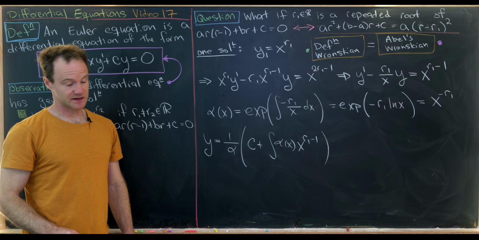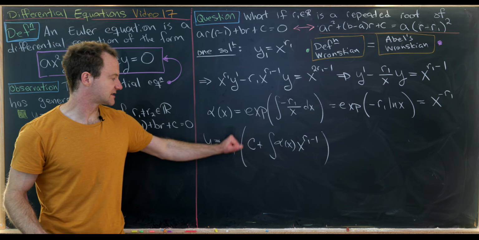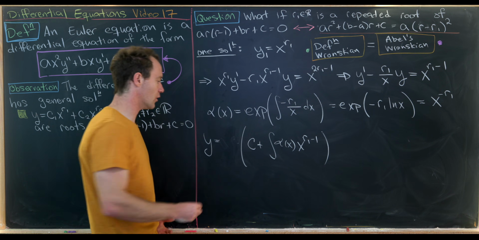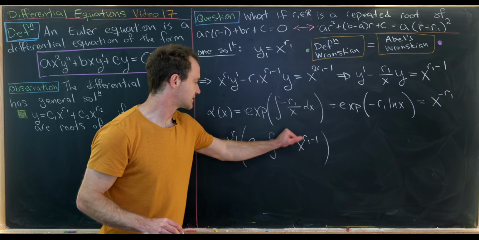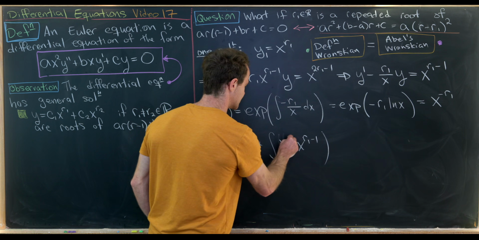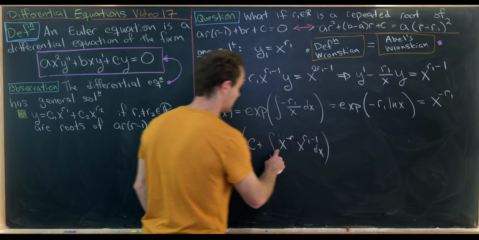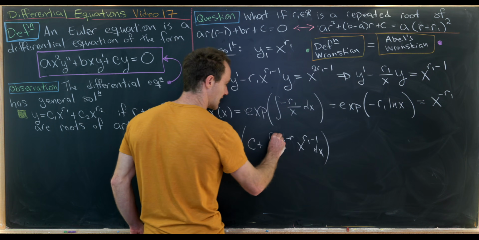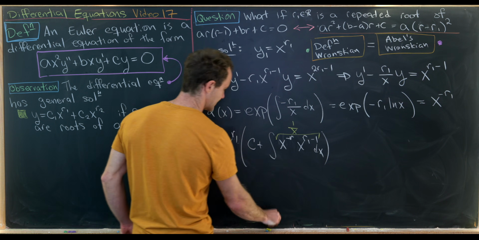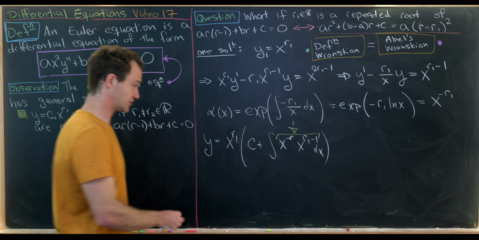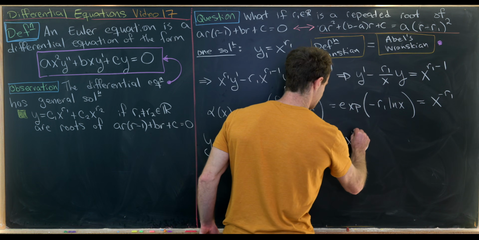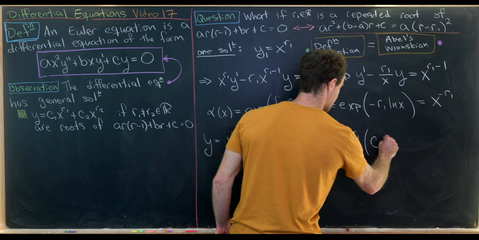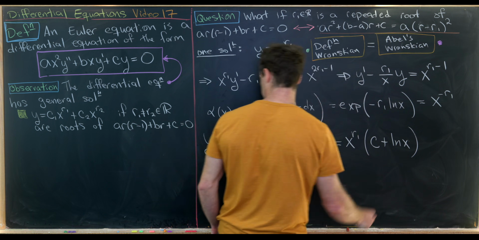So something like this. We had alpha was x to the minus r1, which means 1 over alpha is x to the r1. Okay. And then this will be x to the minus r1 because it's in the numerator. If we combine these two together, that'll give us 1 over x. We take the antiderivative and we'll get natural log. So in the end, we'll have x to the r1 times some constant plus the natural log of x.